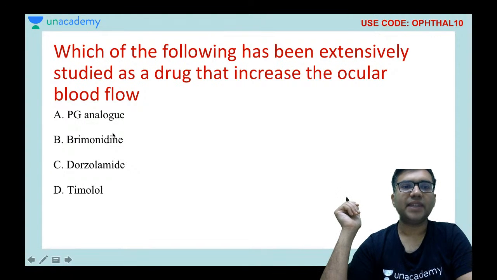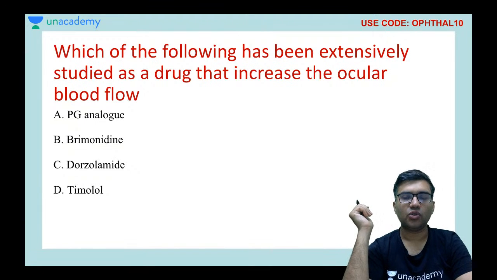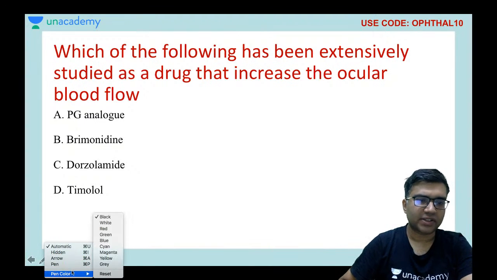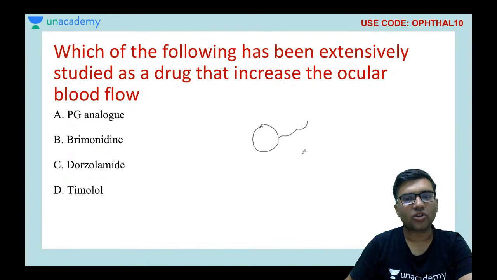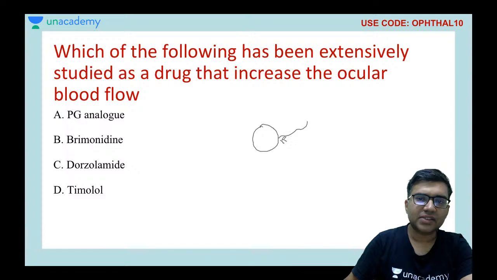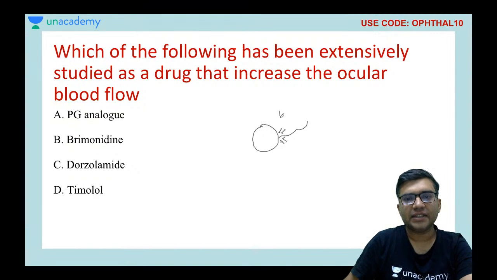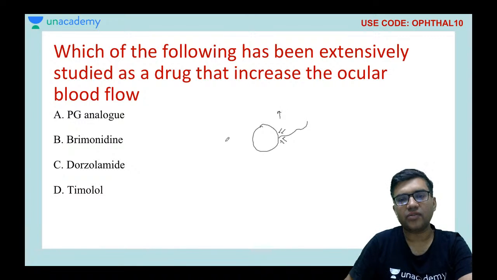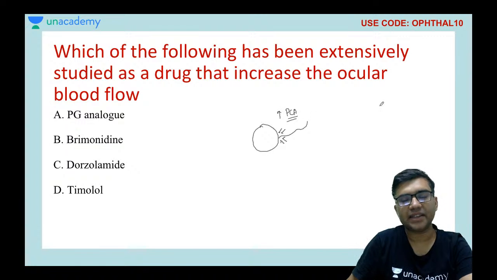Which of the following has been extensively studied as a drug that increases the ocular blood flow? So ocular blood flow is a new concept where they have seen that glaucoma occurs due to a decrease in the ocular blood flow. So we may have some medicines which act not only at the level of the outflow, they also act posteriorly, increasing the total blood flow to the optic nerve head, let's say through the posterior ciliary arteries which supply the blood to the optic nerve head. So what is your answer here?